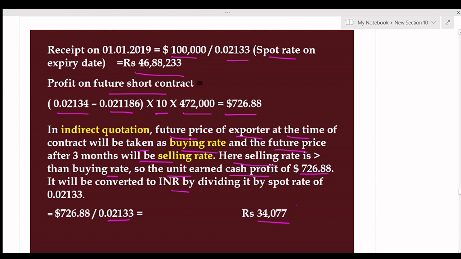Here, this unit: 0.02134 minus 0.02118, the unit is dollar per rupee, and multiplied with 4,72,000 rupees. So rupees and rupees will be cancelled, and dollars remain. That is $726.88.